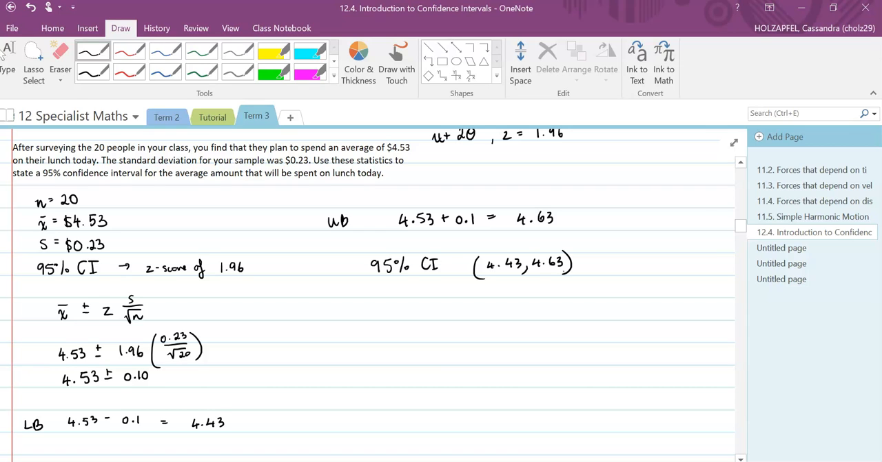Alright guys, so that is a brief introduction to confidence intervals and how we can use confidence intervals to make guesses or assumptions about the closeness of a sample mean to an actual population mean.